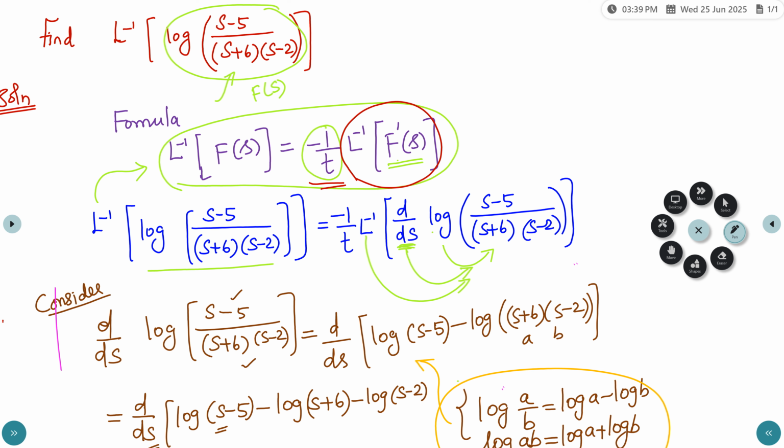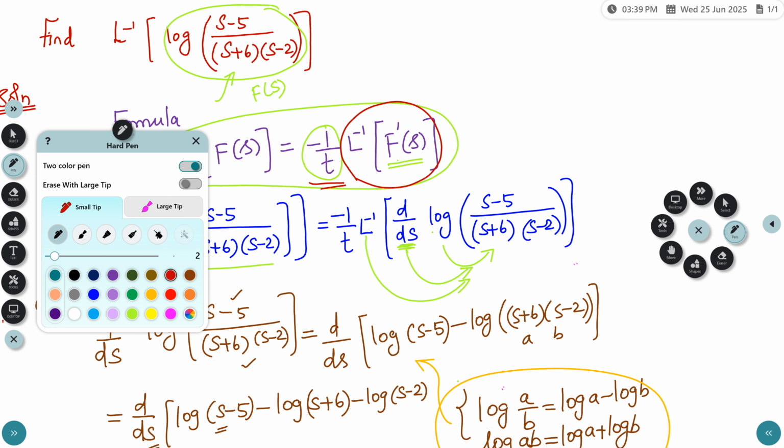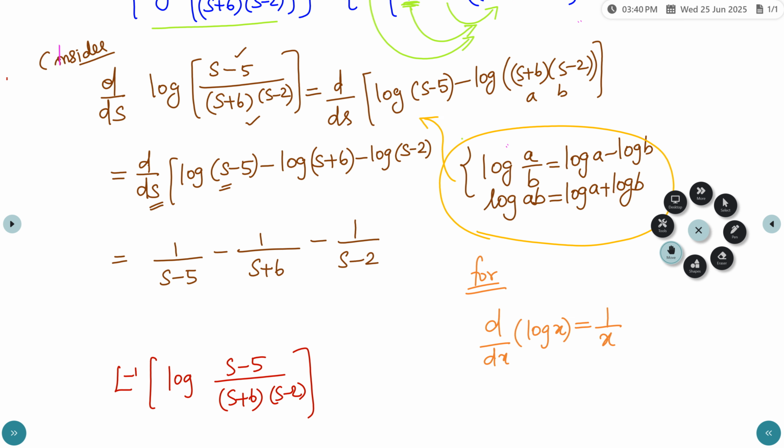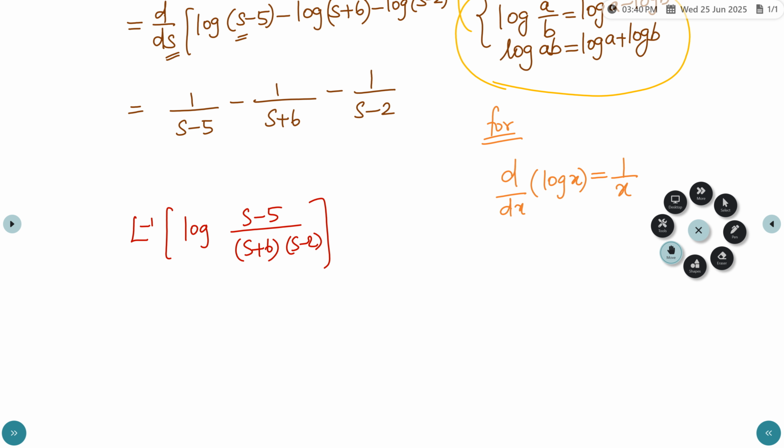L inverse of f dash of f of s. Then, the last step, see the last step here. L inverse of log of s minus 5 divided by s plus 6 into s minus 2. This cancels. This will be the final answer. We are multiplying by minus 1 by t in the front.